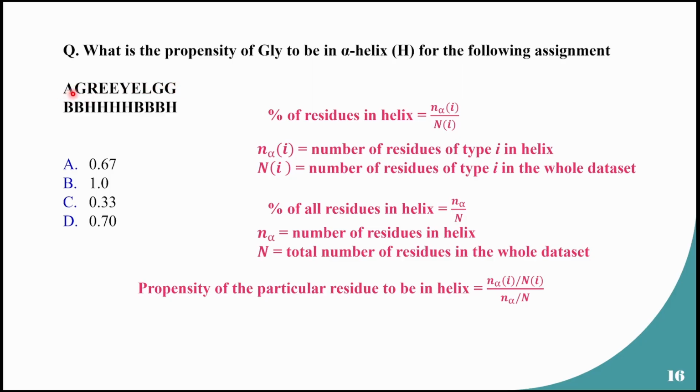So here in this particular sequence given, we have the secondary structure assignment for each of the amino acids, right? For example, the alanine is a part of beta strand. Then glycine is also beta strand. Then your arginine is helical, E is also helical, Y is also helical, and so on and so forth. Okay, so try to calculate it very shortly. We'll just see the answer.